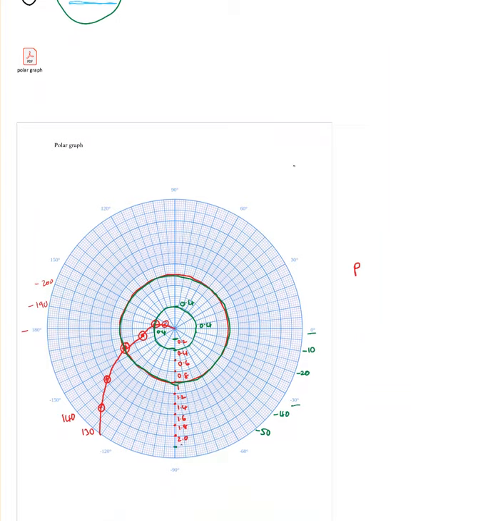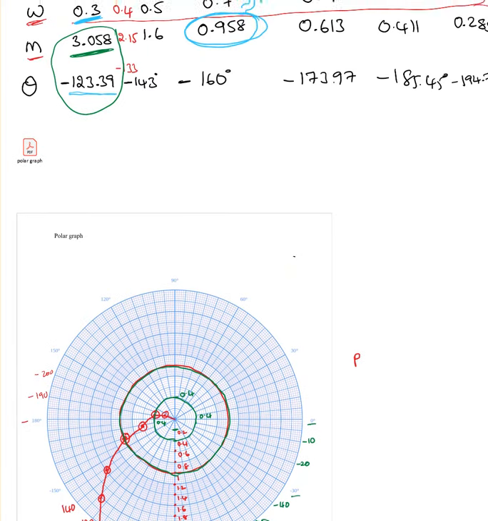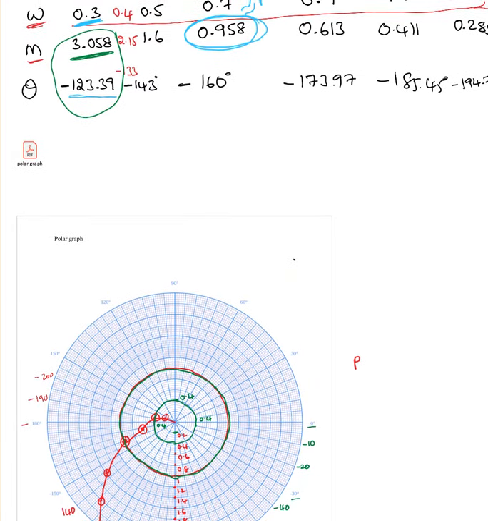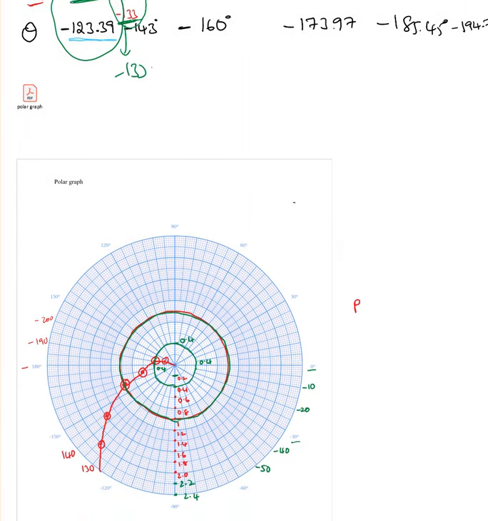No, I will not have that. 2.2. That's 2.4. Yeah, I cannot do that. So let me choose the next one, which is at 0.4. I have 2.15 at an angle of minus 133. This is minus 133. So how did I choose?